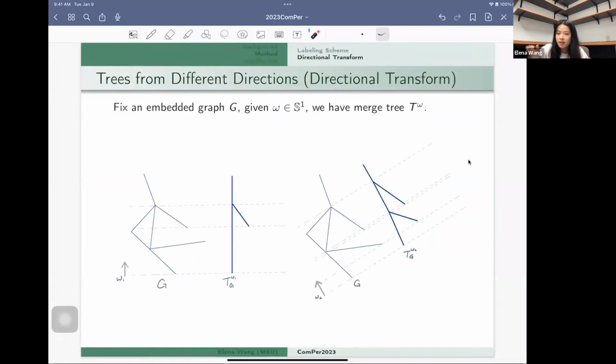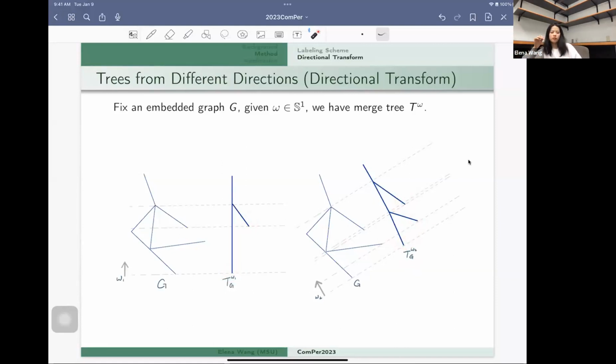As I mentioned earlier, everything we're talking about is in the context of the directional transform. And the reason why we care about that is because the merge tree changes when we change the directional input. So given the same graph and 2 different directions, we get 2 different trees. For example, given G here, we pick the angle omega-1. On the left here, we get a merge tree that has 2 branches, that has 2 leaves right here. And after I shift the angle to the left a little bit, we get a merge tree that has 3 branches. So these 2 trees are combinatorially different.